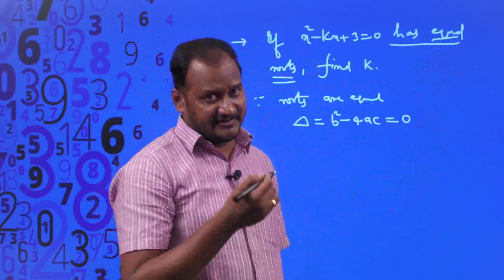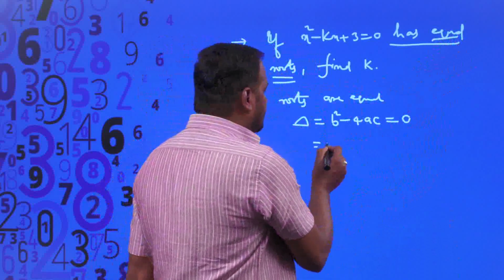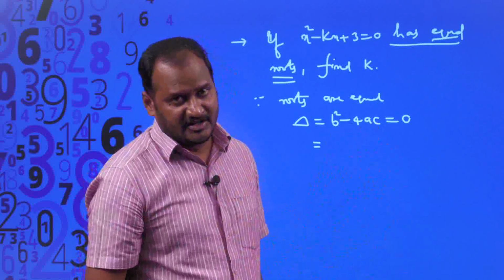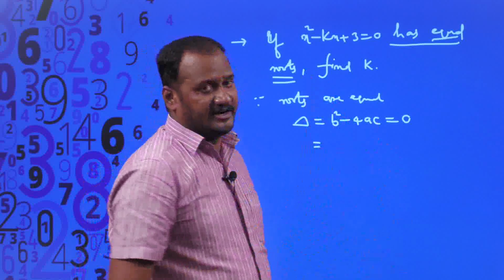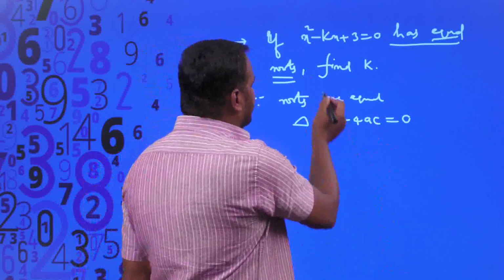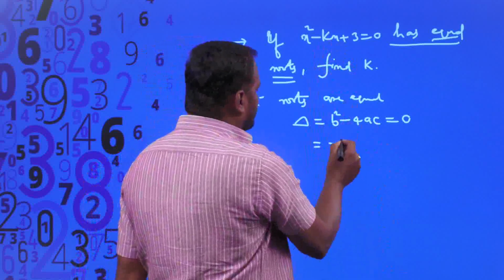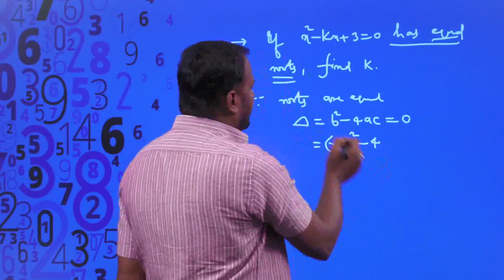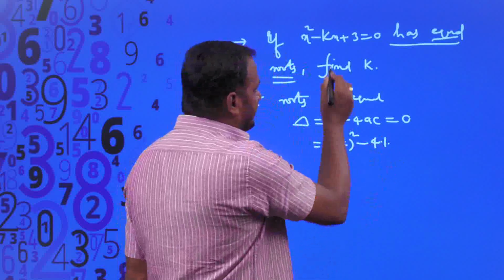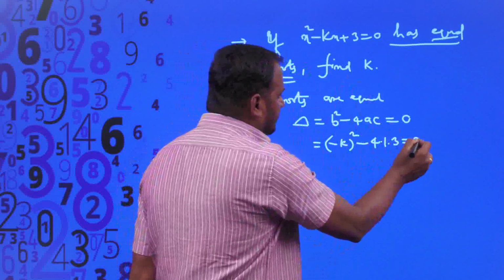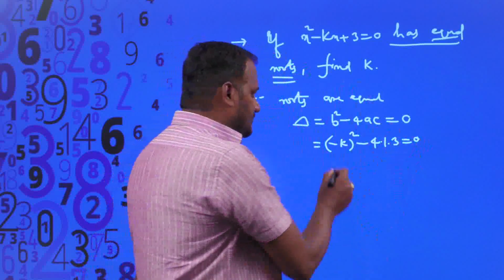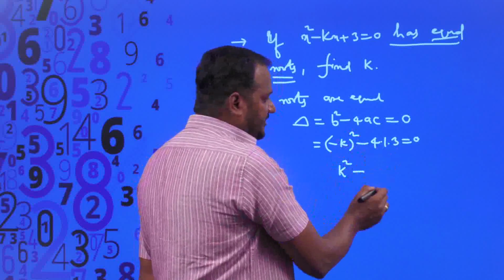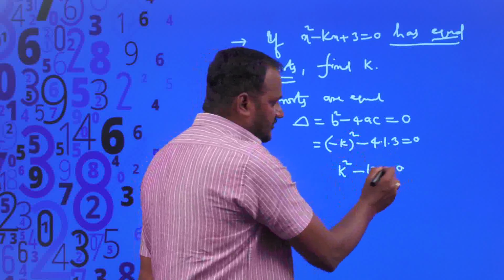Please be very careful with the given condition, so that you substitute the values of a, b, c in this b square minus 4ac, equate with 0 and solve for whatever the unknown you want. So the value of b here is negative k, so negative k whole square minus 4 times a, which is 1, and c, which is 3, is equal to 0, right? So minus k whole square is going to be k square, minus 4 into 1 into 3 is 12, which is equal to 0.